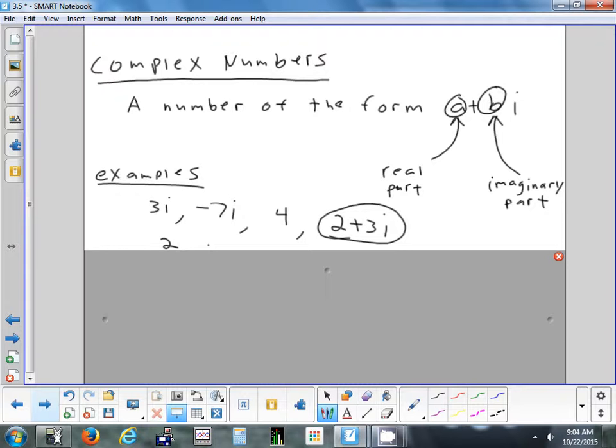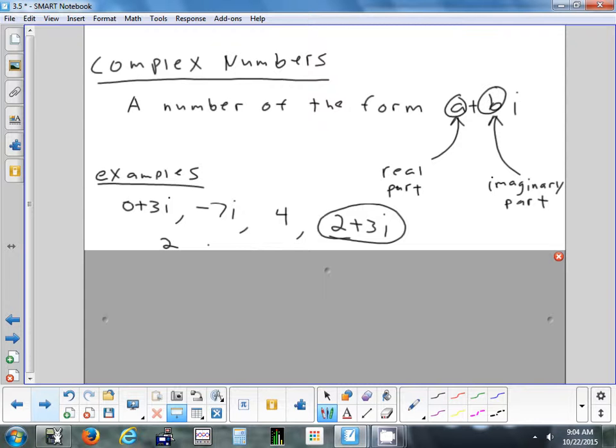This first one here is 3i. Okay, that's a complex number, but it doesn't have a real part. So if all you have is an imaginary part, what do you think the real part would be? Yeah, you could pretend it's 0 if you want. Most people don't write it that way, but you could. 0 plus 3i. Real part 0, imaginary part 3. Same thing here, -7i. There's no real part.